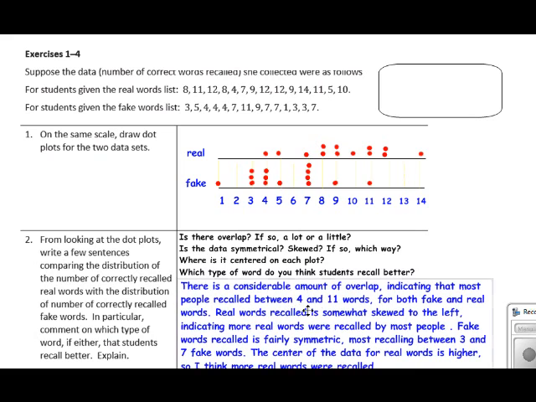So there is a considerable amount of overlap, indicating that most people recalled between 4 and 11 words, for both fake and real words. Real words recalled is somewhat skewed to the left, indicating more real words were recalled by most people. So over here, notice that most of the data is on the right, meaning that the data was skewed left. Fake words were recalled in a fairly symmetric fashion, most recalling between 3 and 7 fake words. In other words, the data is pretty evenly spread to the left and to the right.